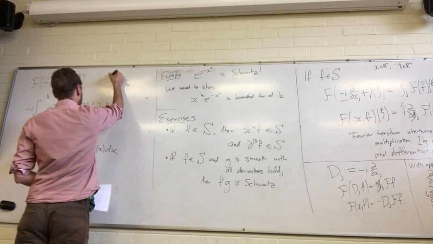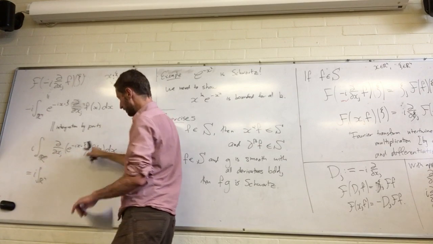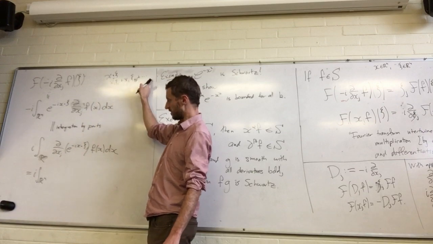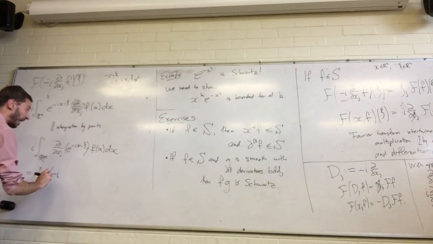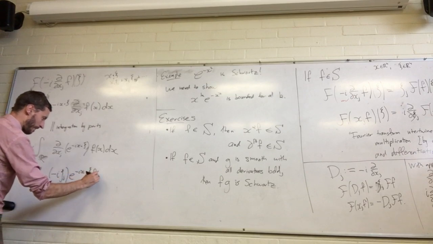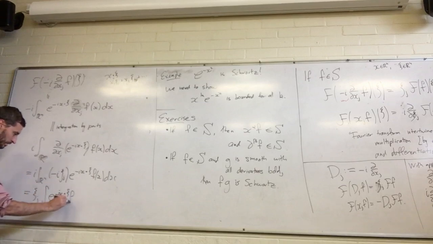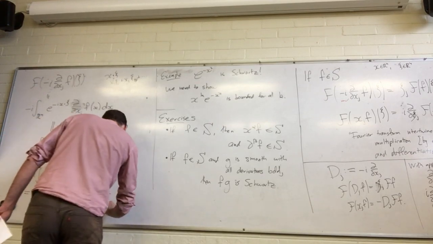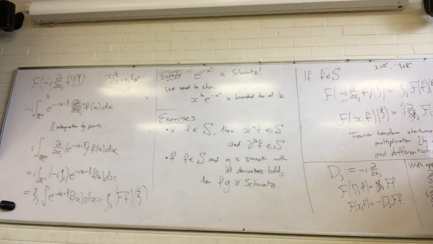Well, x dot xi, of course, is x1 xi1 plus x2 xi2, and so on. So when you differentiate with respect to xj, most of the terms up in the exponent we don't see at all, but we do see the one that's got an xj in it. And so we pull down exactly a minus i xi j, and then the exponential stays there. Now this is just a constant with respect to the variable we're integrating over, and so we get exactly xi j times the integral. It's just xi j times the Fourier transform. Great, okay.